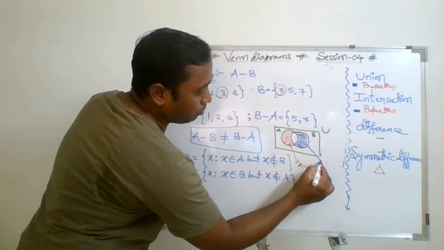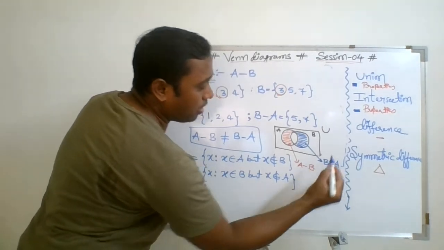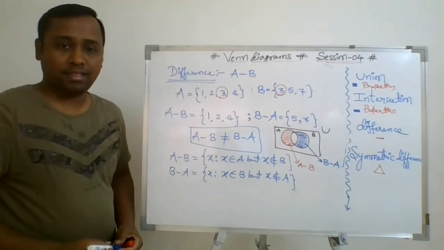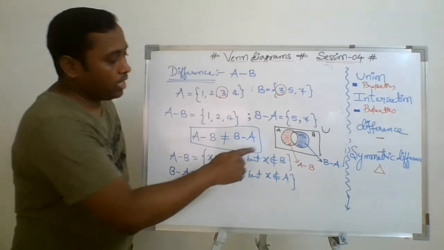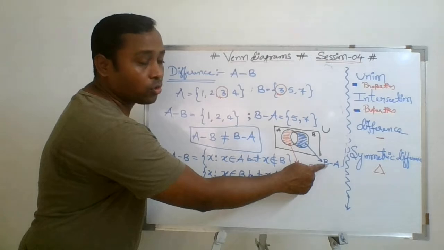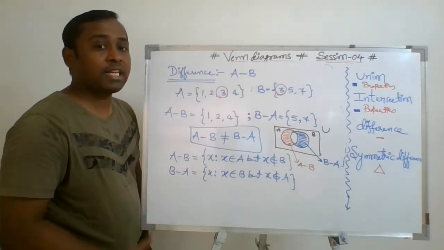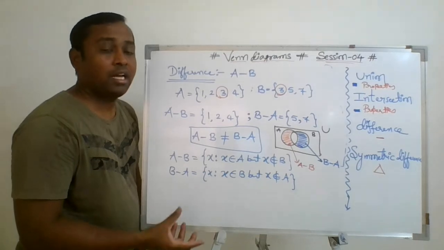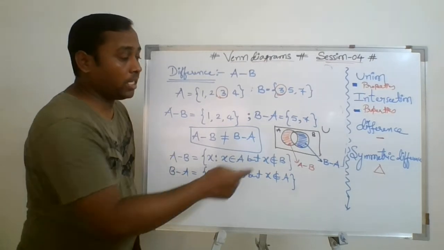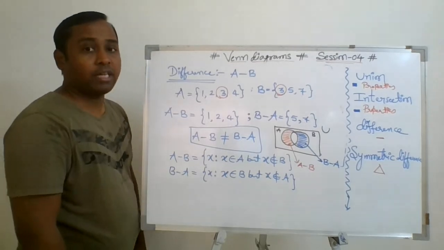So this blue shaded portion is called B minus A, meaning from B I have removed A. Are you getting my point? This red portion is called A minus B, and the blue portion is called B minus A. So in simple language, when I speak of the difference of two sets, I am always eliminating the common elements of both the sets. Are you getting it?